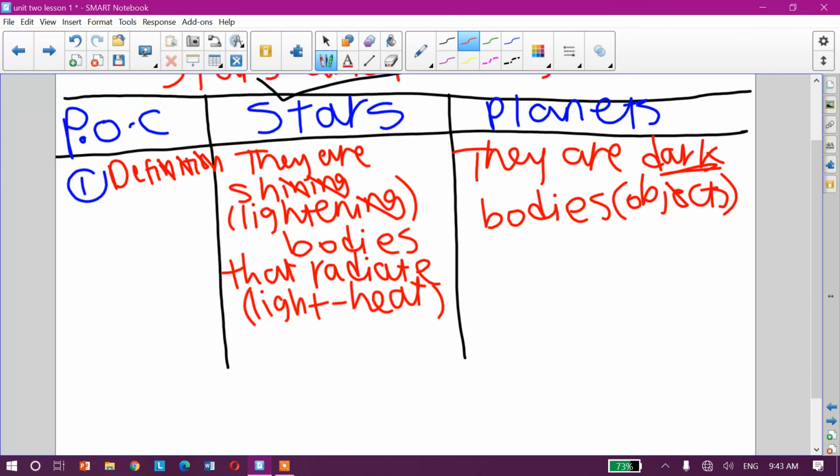Okay, now we have compared between two things, stars and planets and moons. Please, if you compare between any two things after that, please make it in a table of comparison like this.